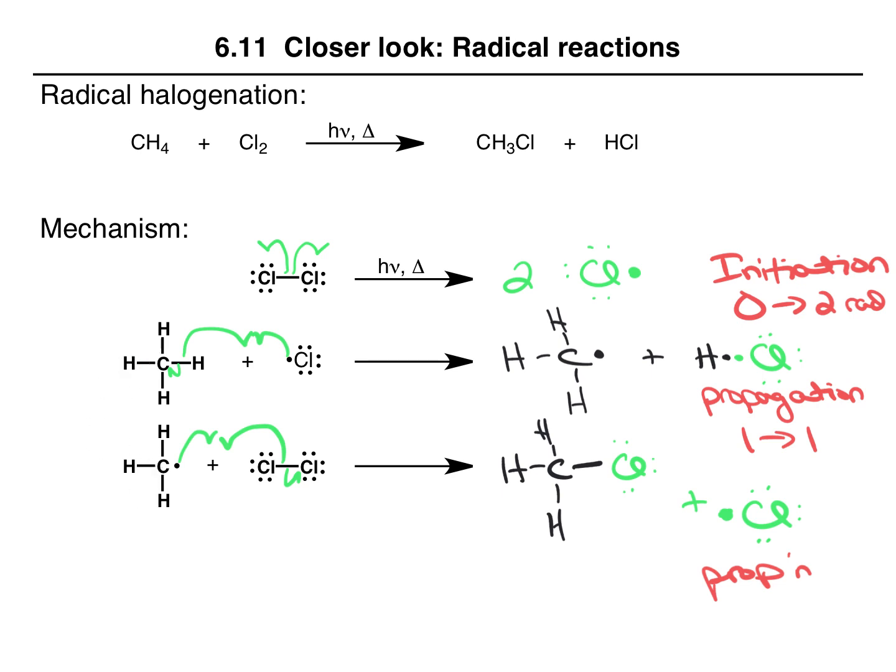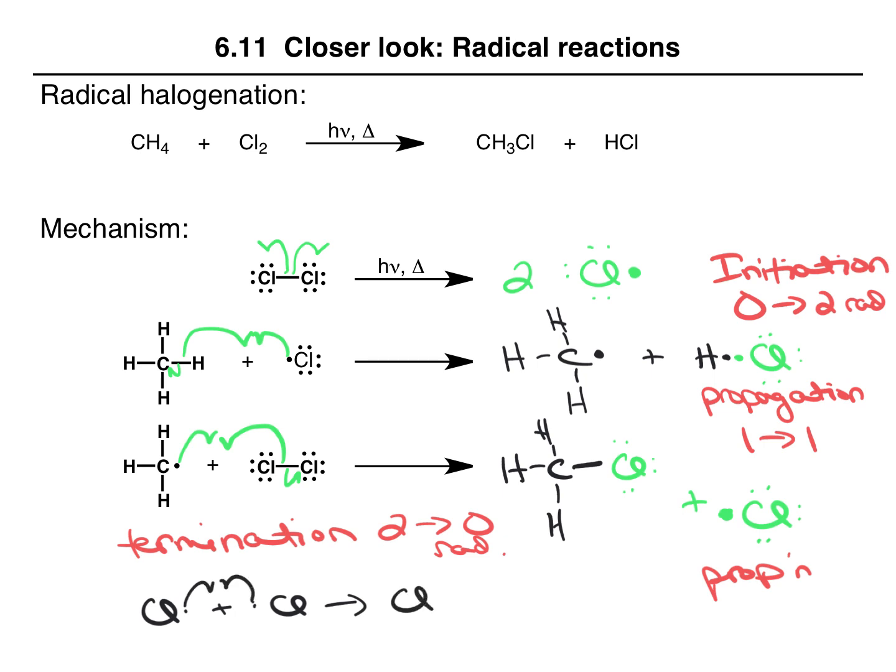Now, eventually, there will be some termination steps. And in a termination step, we go from 2 to 0 radicals. So we could have a chlorine radical bump into a chlorine radical, which will give us back molecular chlorine. We could have a methyl radical bump into a chlorine radical, and that will give us some chloromethane. Or we could have a methyl radical bump into another methyl radical, and that would give us a little bit of ethane.